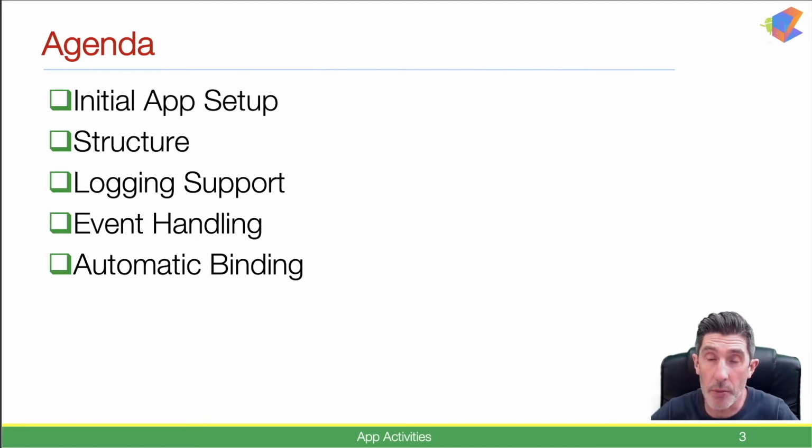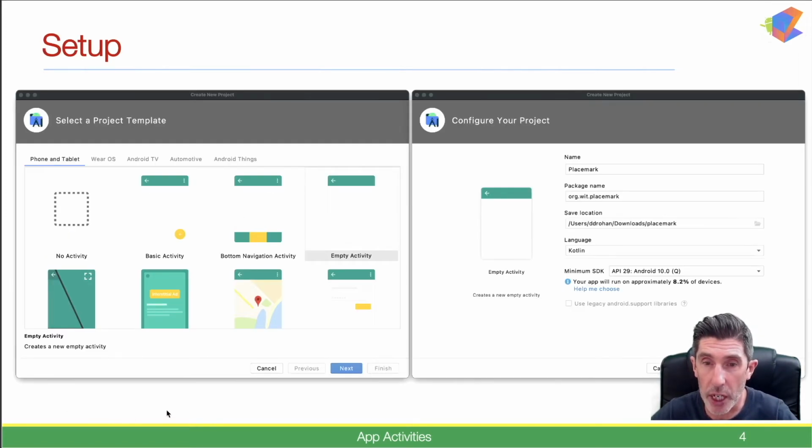We'll then look at the structure of that app and some of the most important files that you need to be aware of. We'll talk a little bit about logging support. We'll look at event handling, and then this automatic binding. So it's view binding, and how we associate our widgets with our code inside our activity.